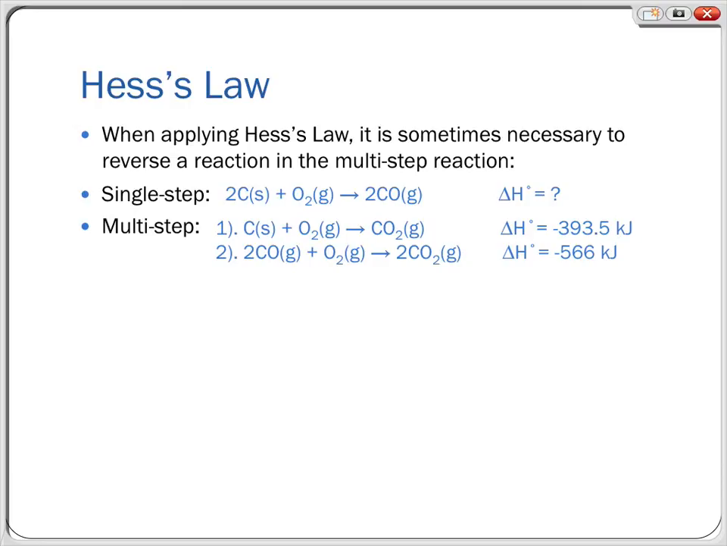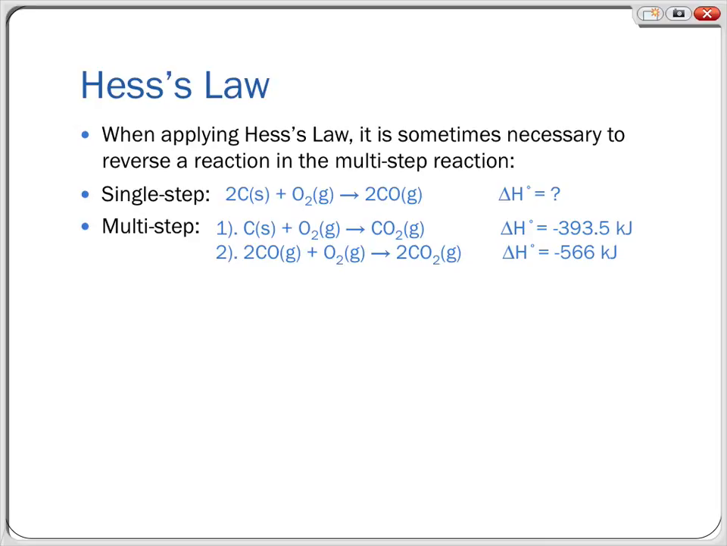So sometimes when we're applying Hess's law, it's necessary to reverse a reaction in the multi-step reaction. Recall that we said that if you have a reaction with a certain enthalpy change, reversing that direction changes the reaction from being exothermic to endothermic and vice versa, and changes the sign on the delta H naught. And so that's another technique that you can use to make these balance out if the reactions you have don't really work. So let's take a look at one here.